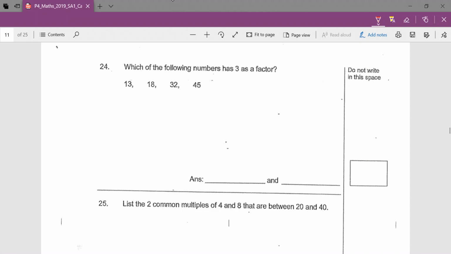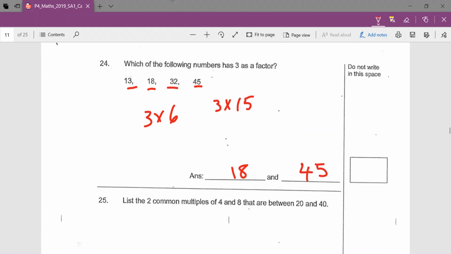Which of the following numbers has 3 as a factor? 13 obviously doesn't have 3 as a factor. It cannot be divided by 3. 18, yes. 3 times 6 gives me 18. 32 also cannot be divided by 3. 45, yes. 3 times 15 gives me 45. So 18 and 45 are the answer.